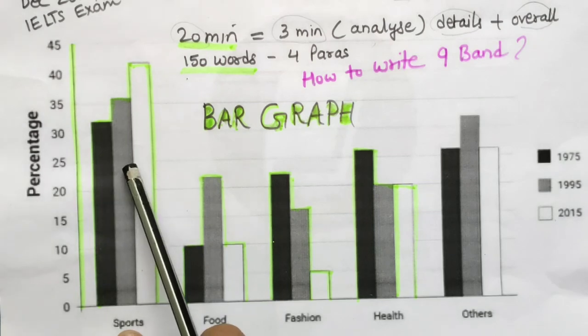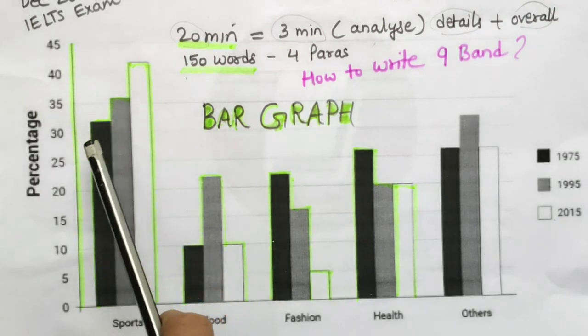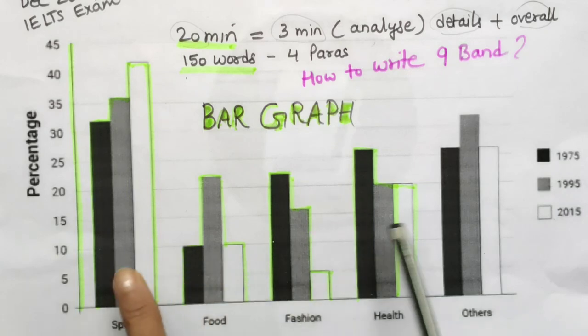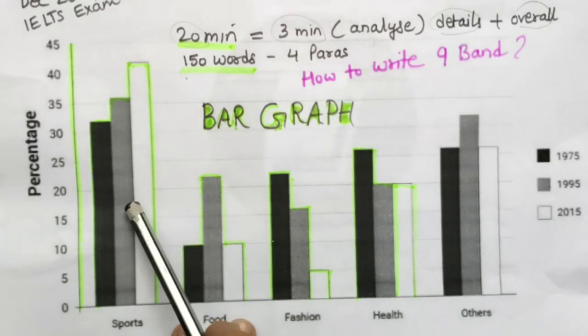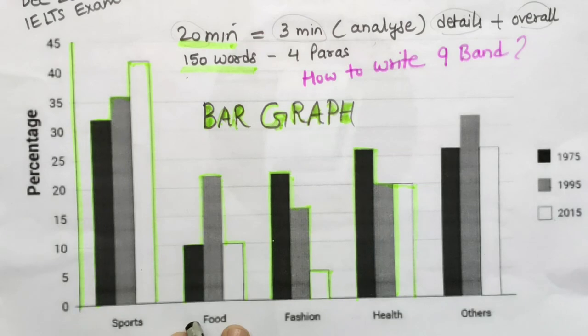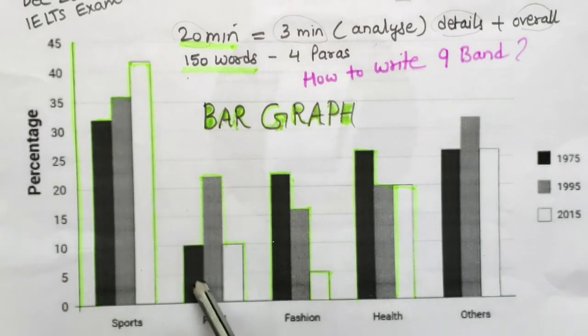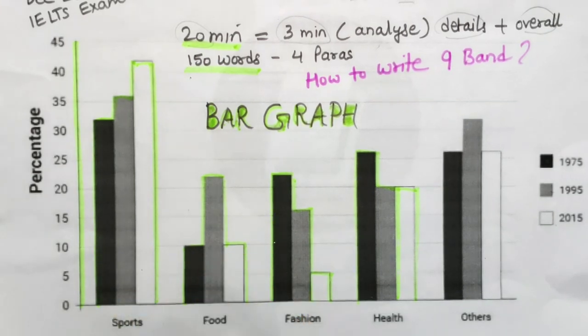Here, sports magazines in all 3 years are the most sold, I think, and food and fashion are the least sold books or magazines in this graph. First is sports, second is others, third is health, and then these are almost equal. It is not exactly equal, but of course this is the least one. Food, you can say cookery magazines, cooking magazines, cooking books.